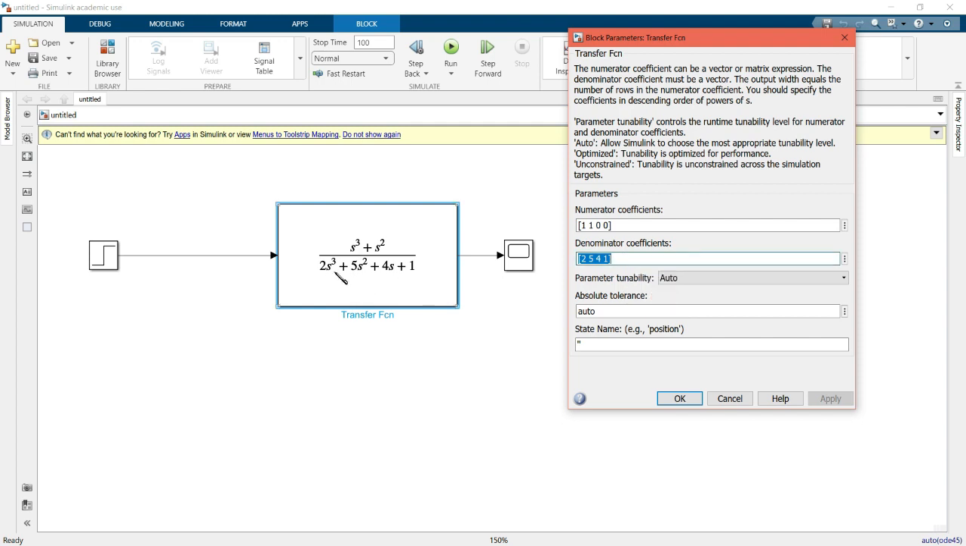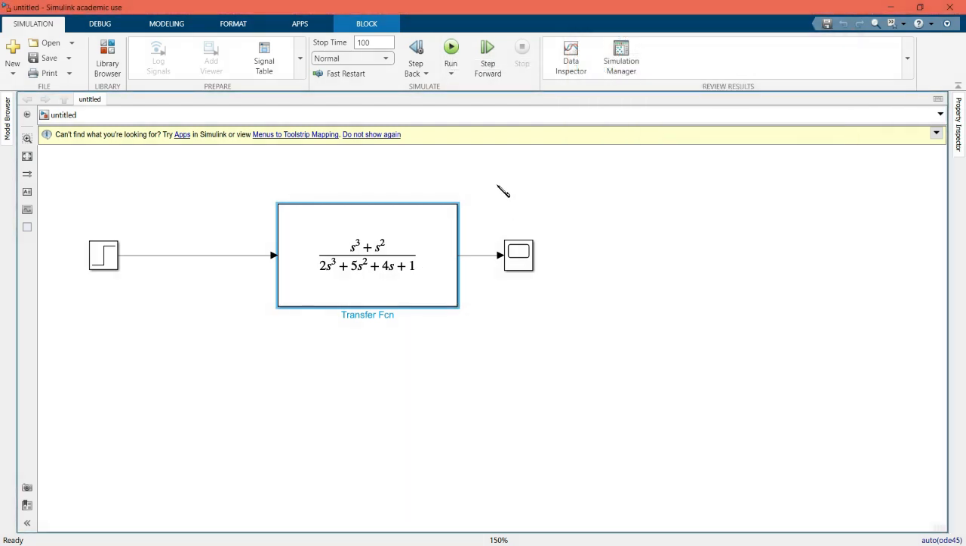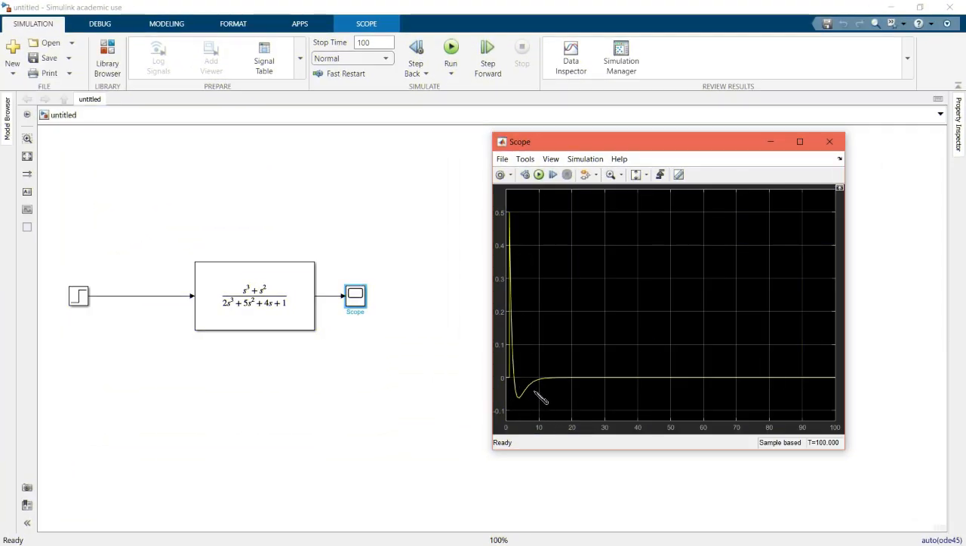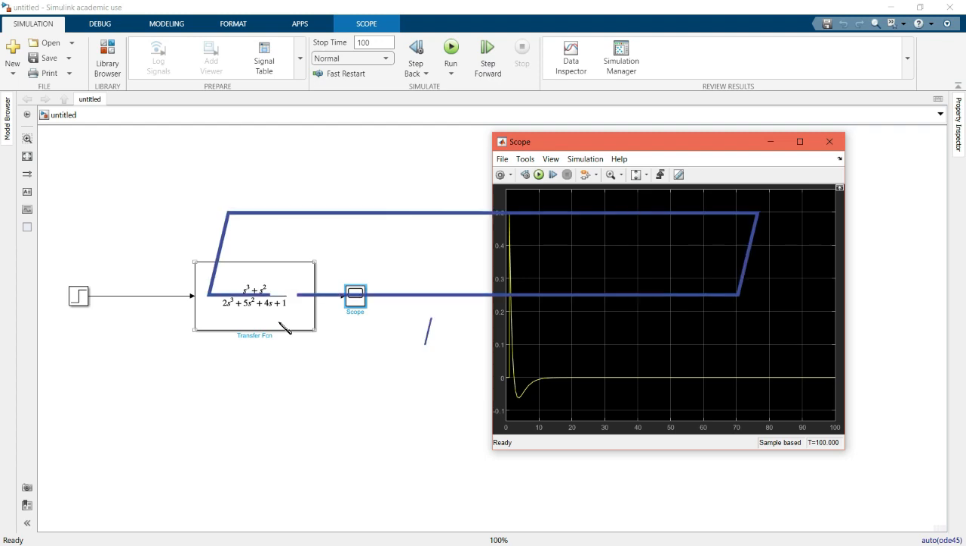So the 2 is for s to the power of 3, 5 is s to the power of 2, 4 is s to the power of 1, and finally 1 is s to the power of 0, which is also known as 1. After everything is set, we can simulate the model now. We can see here, this is the unit step response that has been obtained for the transfer function of the electrical system. That's all from me. Thank you.